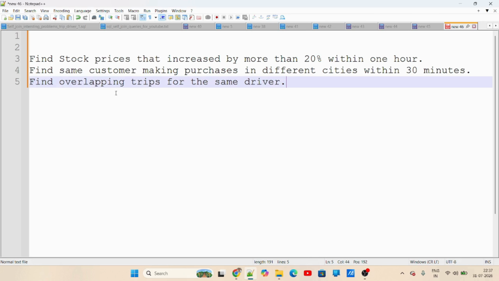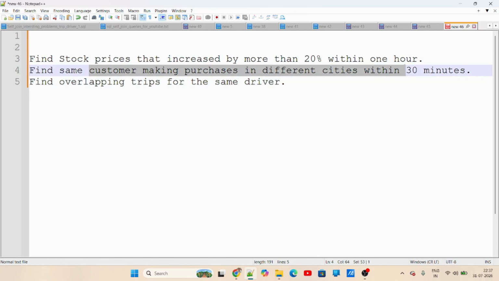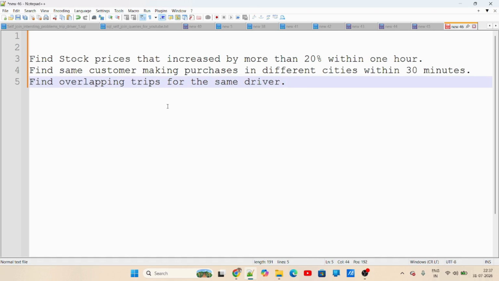Okay. Now let's look at the second query, which is find same customer. Here it is already saying same customer making purchases in different cities within 30 minutes. What it is trying to say is it is trying to find the fraud transaction. Basically if a customer is in Mumbai, how can that customer make a transaction in a city like Bangalore or Chennai or Pune within 30 minutes? It is not possible that a customer is present in two cities within 30 minutes. So that is how this query is all about finding the fraud transaction. If there is such a transaction, then there will be a fraud alert.